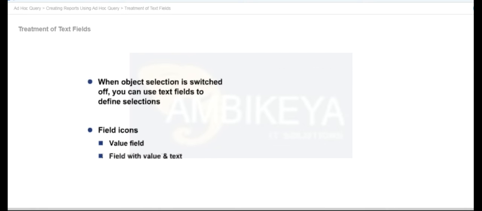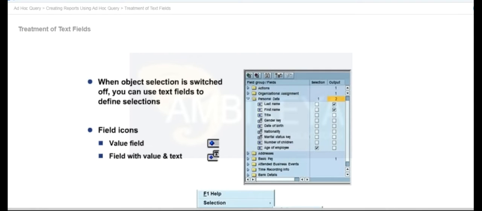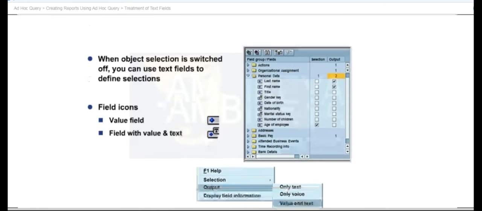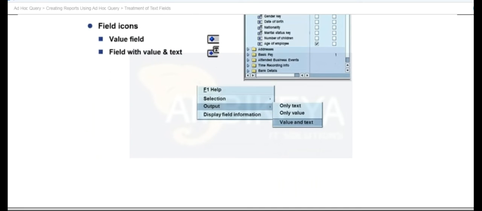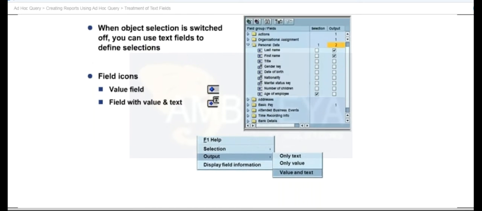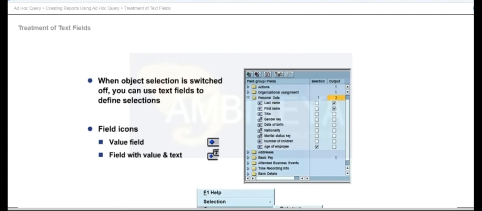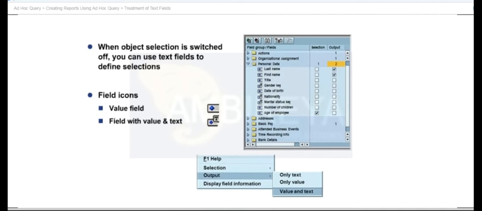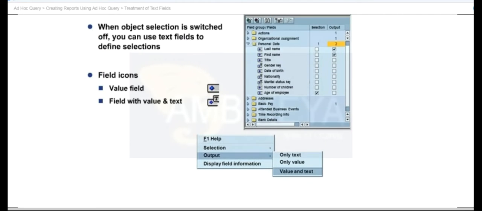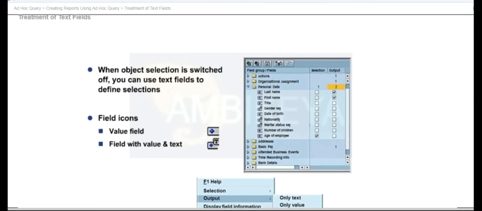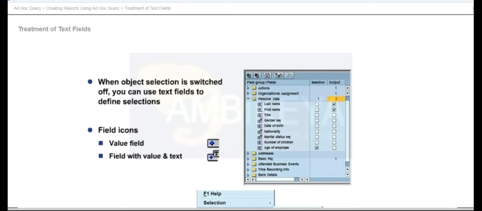If object selection has been switched off and values and text exist for a field, you can select objects using values or text. For example, you can select personnel area Frankfurt instead of personnel area 1000. The absence of the hit list function and its output field indicates that object selection is switched off.